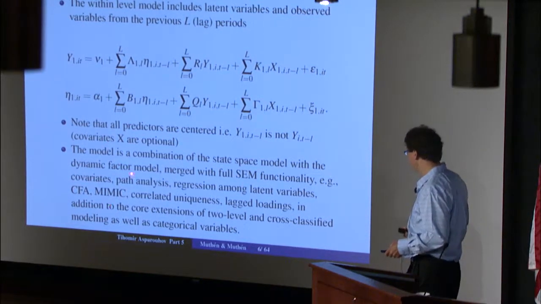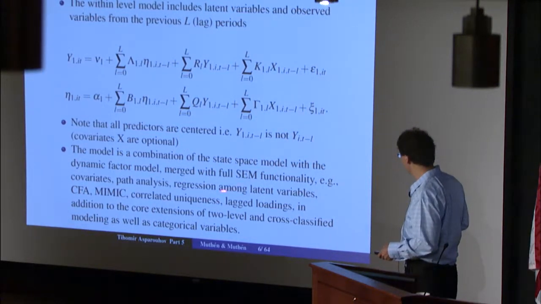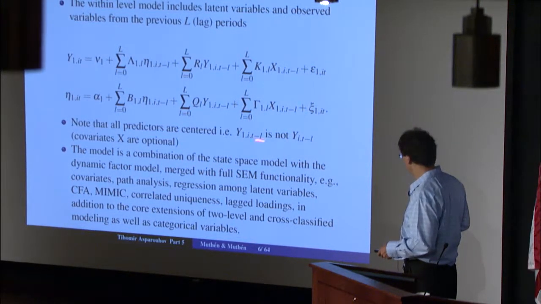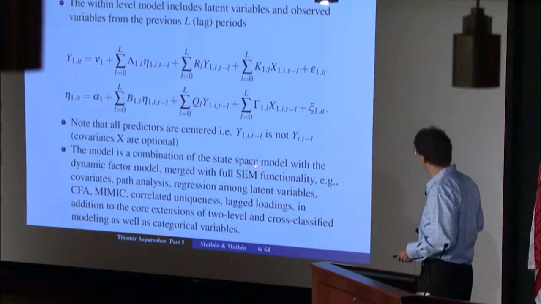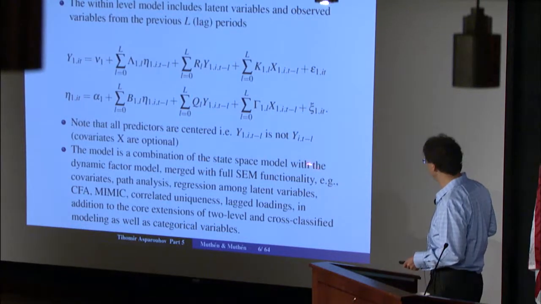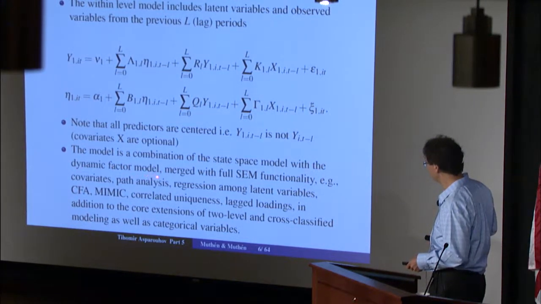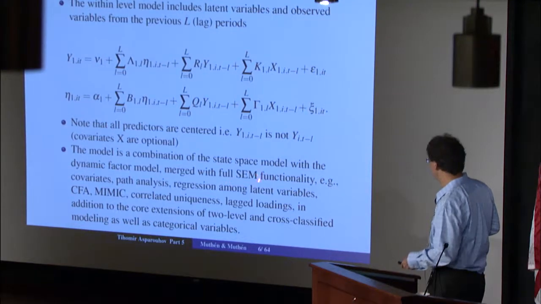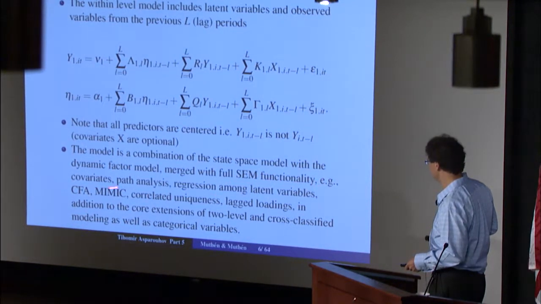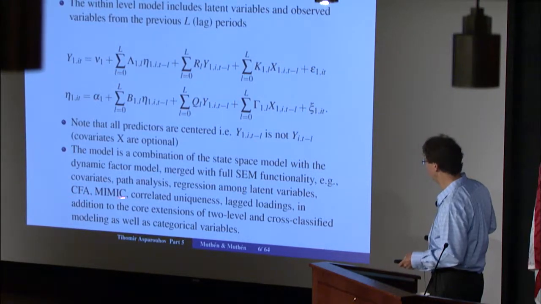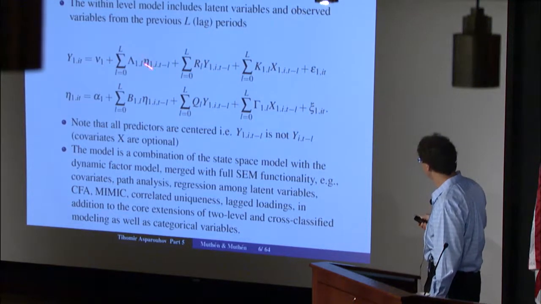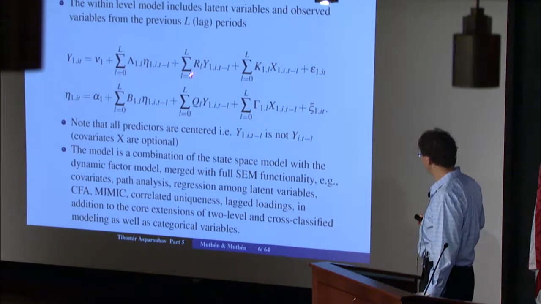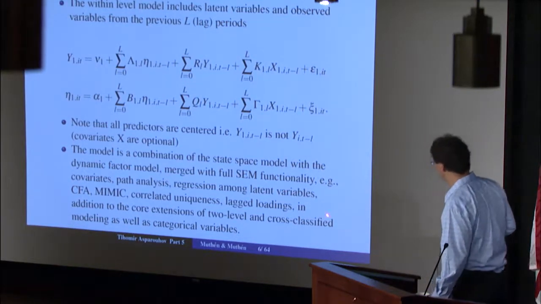So this model basically is a combination of the state space model that has been the center of attention in the last few decades of dynamic structural modeling. It also combines the dynamic factor model, and then it merges this with the full SEM functionalities such as covariates, path analysis, regressions among latent variables, CFA, mimic models, correlated uniqueness. You also have lagged loadings for the latent variables from the previous periods.